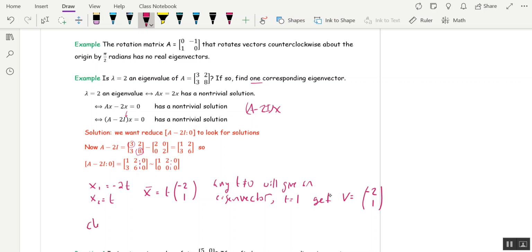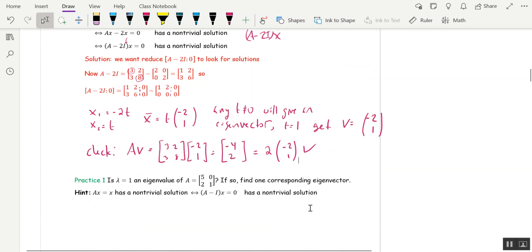We can check our work. The check would be to compute Av. It should be 2v. So Av is 3, 2, 3, 8, and I'm multiplying by -2, 1. When I dot, I get -6 plus 2, which is -4, and then -6 plus 8, which is 2. And yes, indeed, that is twice -2, 1. So I'm done.